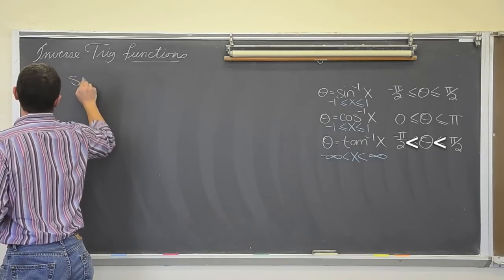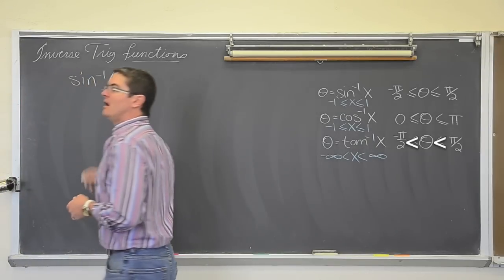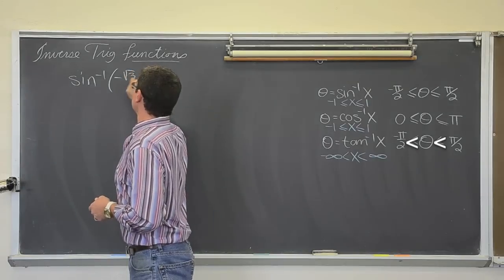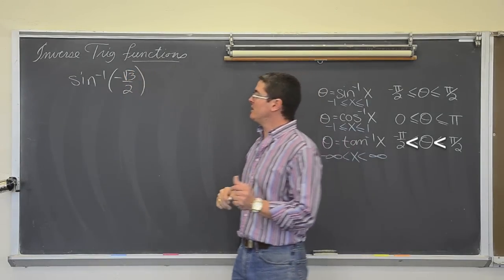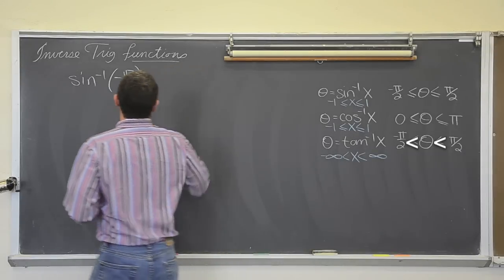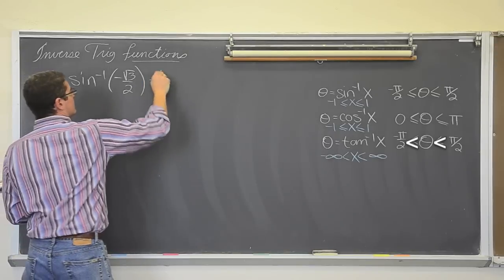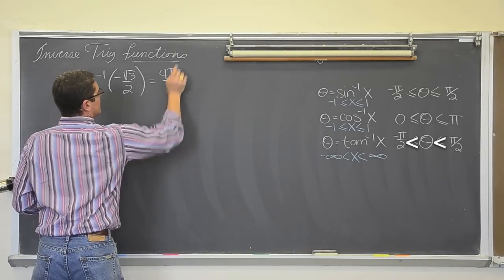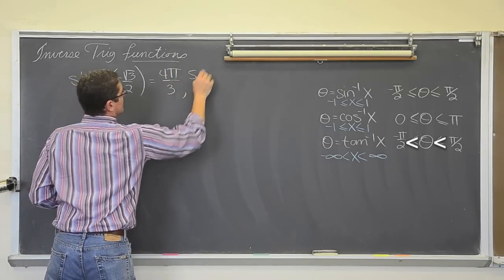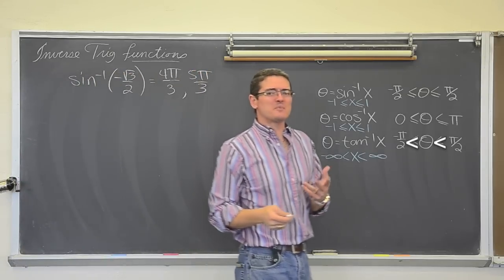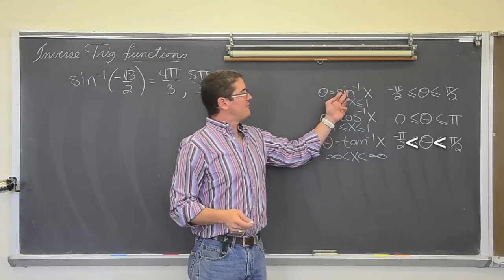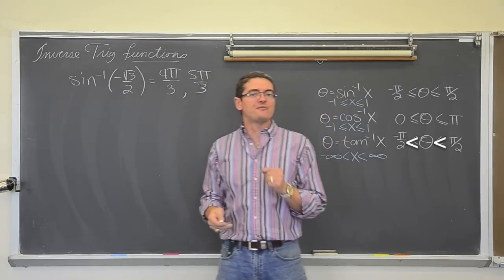What is the inverse sine of negative square root of 3 over 2? Well, if you know your unit circle really, really well, you might know that that is going to be at 4 pi over 3 and 5 pi over 3, and those are kind of like correct answers, but not if we're forcing inverse sine to act as a function.